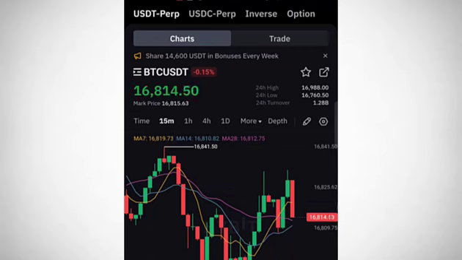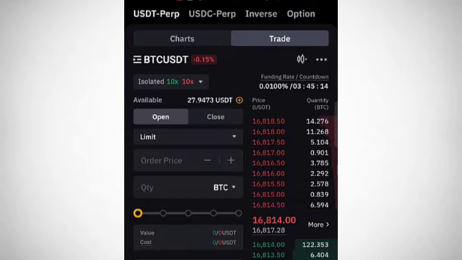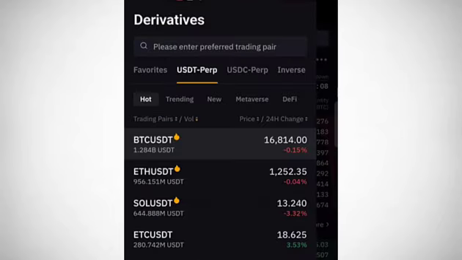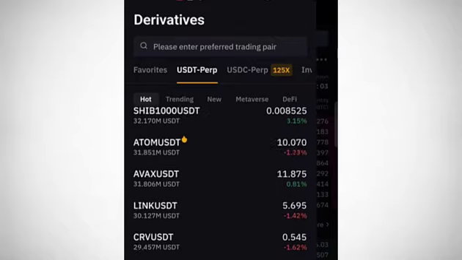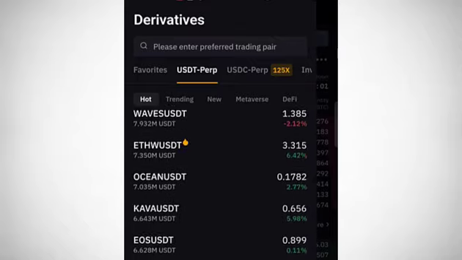When you click on the trade option at the top, it brings you to this trading interface. This is where you are going to be doing most of your trading from. First, you click on BTCUSDT. When you click on BTCUSDT, it brings you to this market section. This is where you see the list of all the coins you can trade on crypto futures.